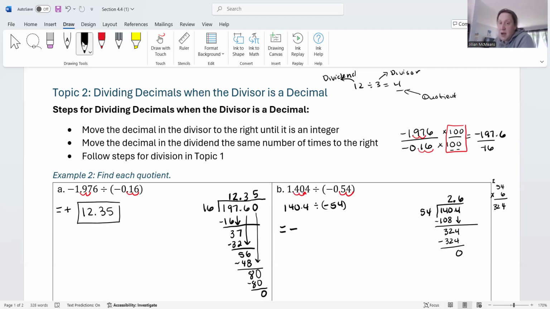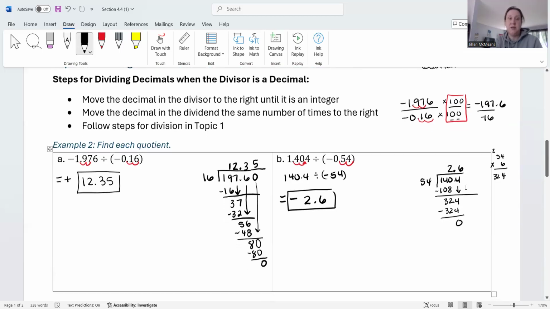We already checked our signs. We know that a positive divided by a negative is negative. So our final answer is negative 2.6. Okay, so that's it. That's how you divide decimals when the divisor is an integer, and then again when the divisor is a decimal. So when the divisor is a decimal, remember our plan is to convert it to an integer by moving the decimal point. Just don't forget, whatever you move the decimal point to in the divisor, you have to mimic that in the dividend.